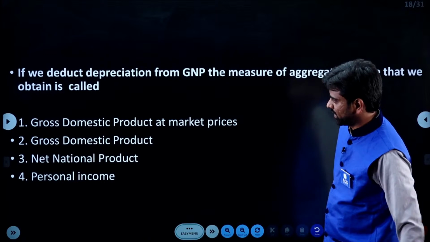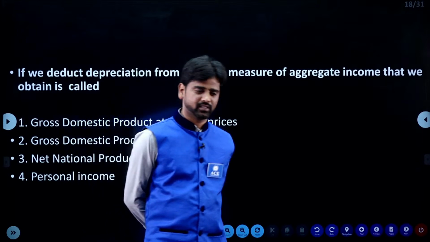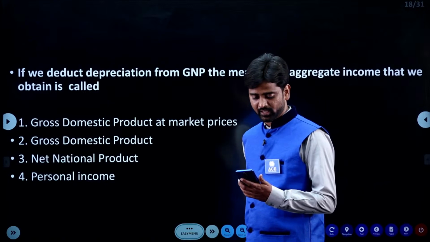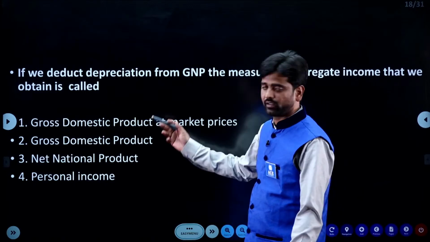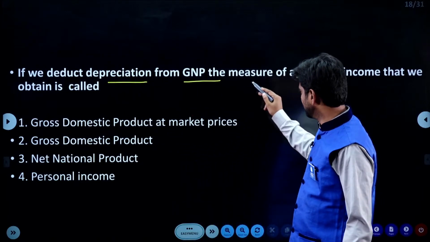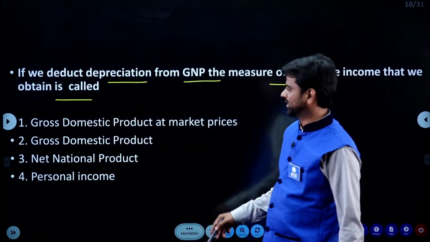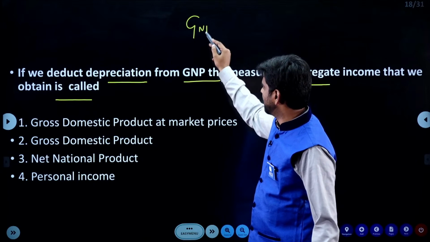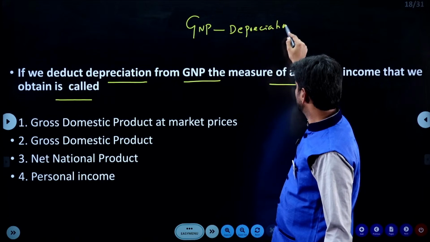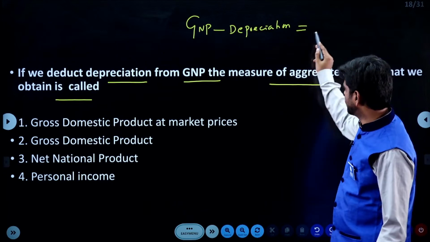Next one. Yes, now coming to the concepts. Till now we have discussed the bits related to planning and some basic fundamentals, right? Now we are going to discuss the bits related to national income. If we deduct depreciation from GNP, the measure of aggregate income that we obtain is called. So what he has clearly mentioned is GNP minus depreciation is equal to what? The question is clearly given.